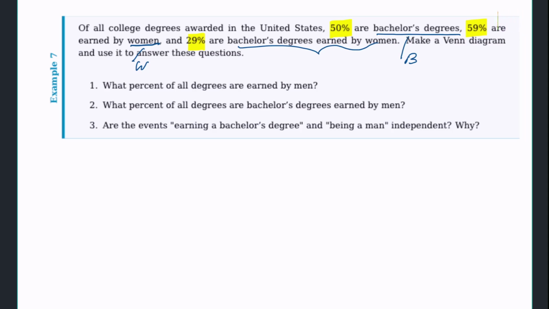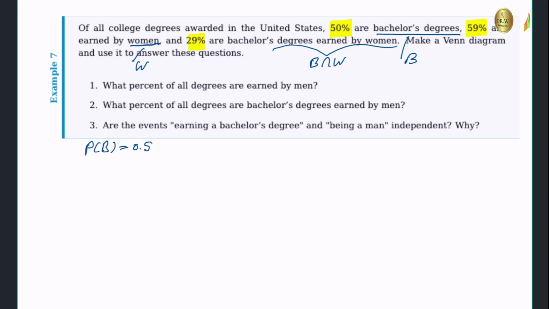Then next one, 29% are bachelor's degrees earned by women. How do we write this event using W and B? That is bachelor's degrees and women. So there are two major events and the intersection. So let me write down given information. 50% are bachelor's degrees, that is probability of B equal 0.5.